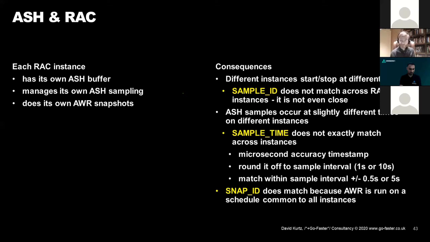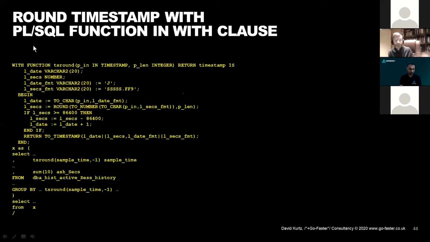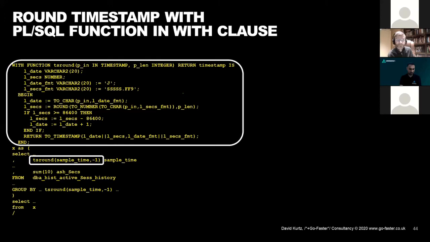One thing that does match across instances is snap ID, and that's because AWR, although it's run independently, runs on a schedule that's common to all of your RAC instances. So you can join across RAC instances by snap ID. So I tend to have this little rounding function. I put it inside my SQL these days rather than create a database object. And I round it off to, in this case, 10 seconds. And then I can group my ASH data within that 10-second sample and whatever else I'm going to group it by.